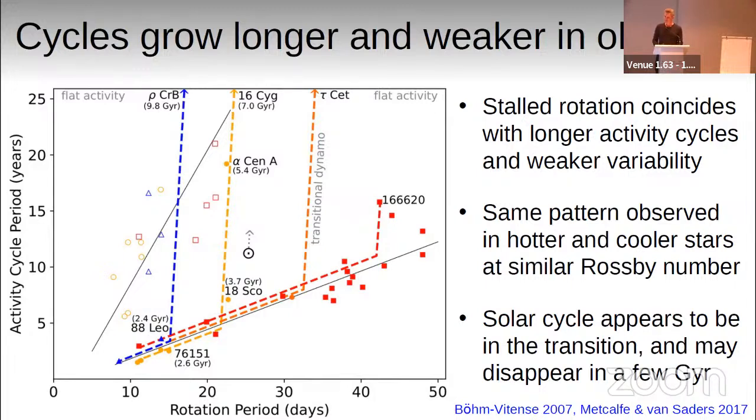And note that the solar cycle, being in the middle of these two different branches, is a natural feature of our theory, because under this understanding, the sun is already beyond the transition and it is moving upward. The solar cycle is getting longer and we might expect it to disappear sometime in the next couple of billion years.